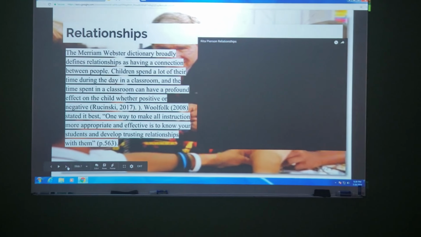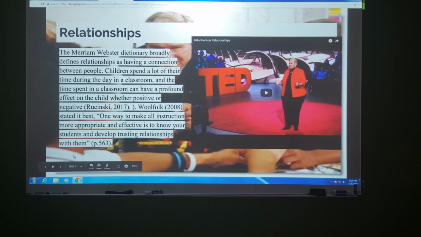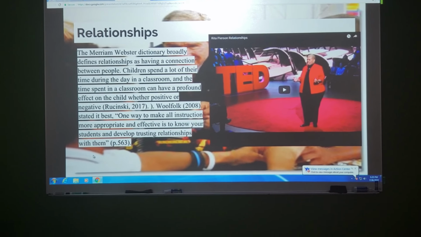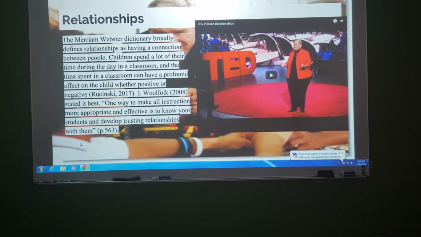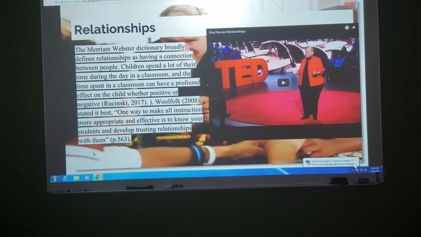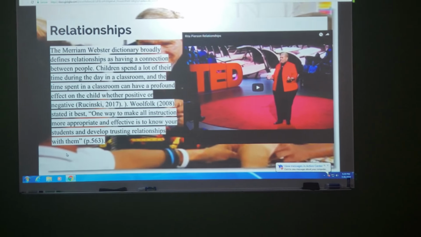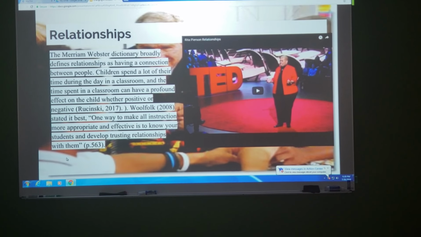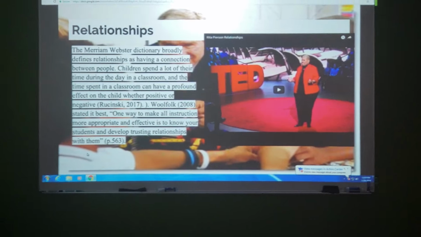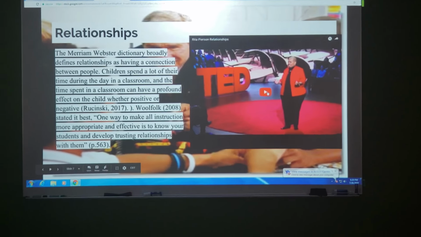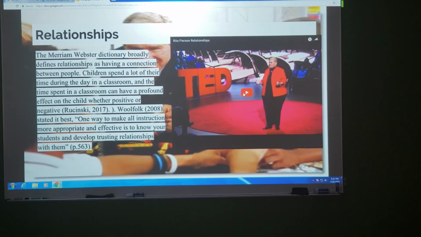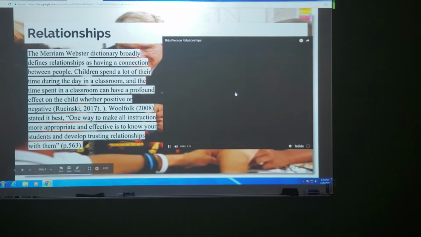Classroom. Now we're going to move on to relationships, and relationships is just defined as people having a connection between each other. Children spend a lot of their time in the classroom during the day, and the time spent in that classroom can have a profound effect on that child, whether positive or negative. One way to make all instruction more appropriate and effective is to know your students and develop relationships with them. Ms. Pearson is going to talk to us for about 30 seconds on developing relationships with our students.